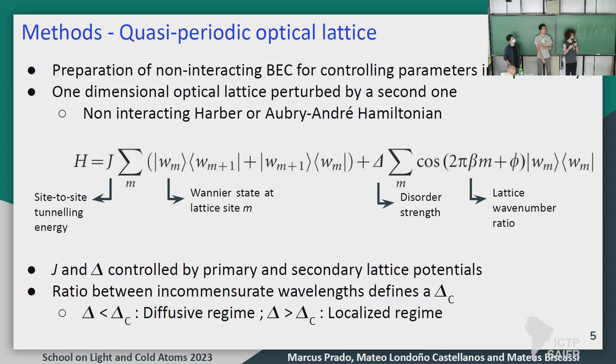And it's important that they are not proportional. The ratio between them is not an integer, so they say it's an incommensurate wavelength. And in this kind of configuration, you can define a delta C that is a critical disorder value. If you have a disorder strength below this critical disorder value, you have a diffusive regime, and above you have the localized regime.